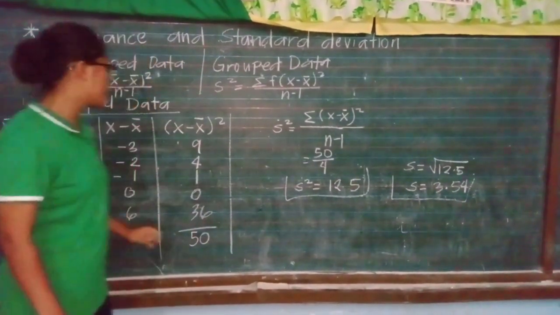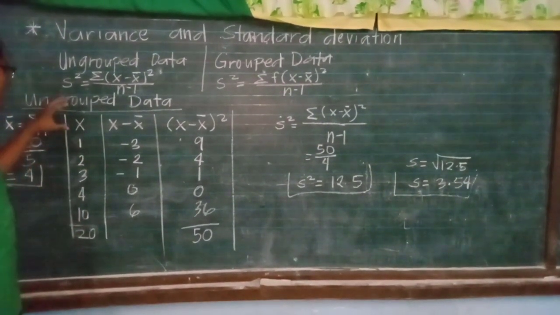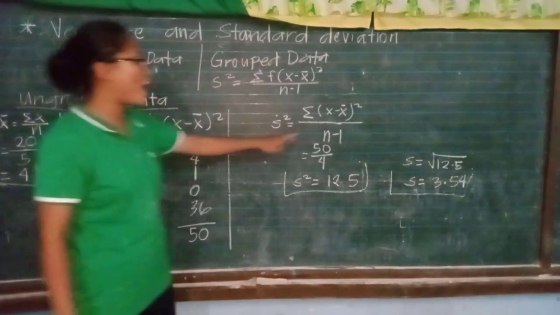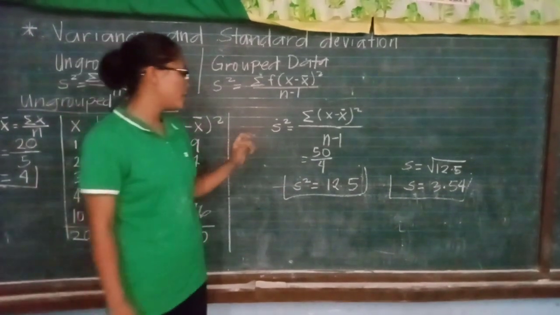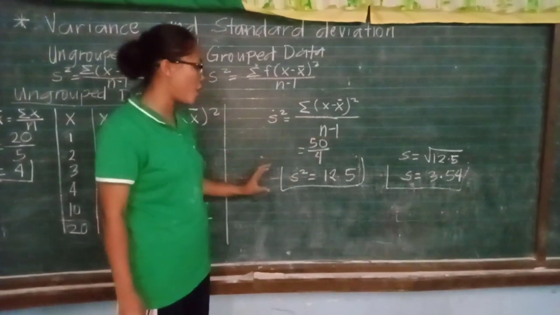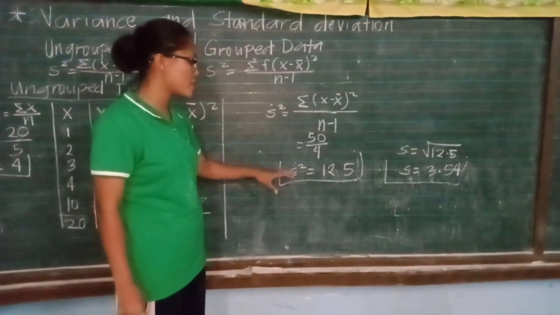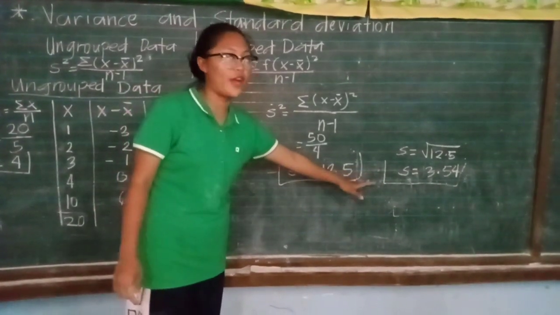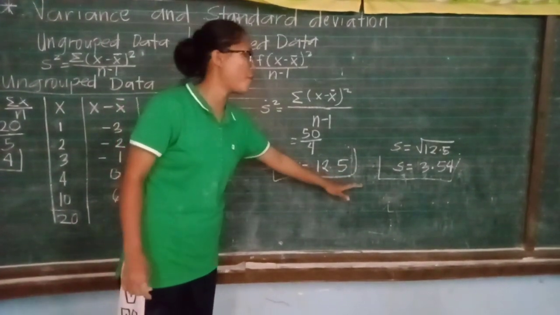Our 4 is the given number, and the 1, 2, 3, 4, 5. 5 minus 1 will be 4. And now, therefore, our variance, S squared, or S raised to the power of 2, is equal to 12.5. Therefore, our variance is 12.5.